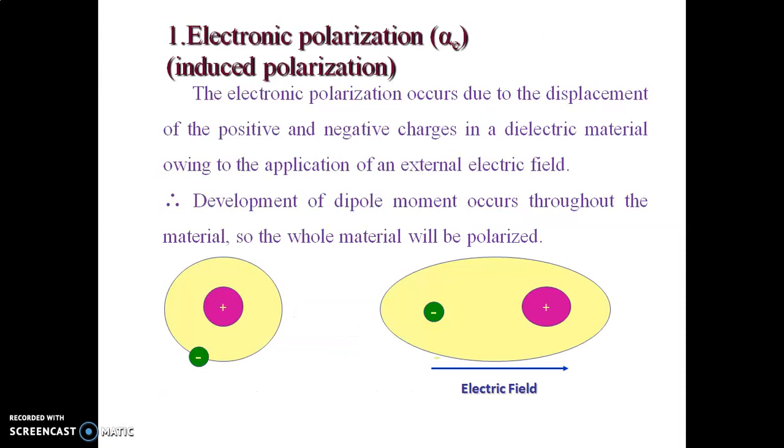Now look at the first one. The first one is electronic polarization. It is also called induced polarization. This kind of mechanism occurs only when the dielectric material has no permanent dipoles. No permanent dipoles means the molecules in the dielectric are in this form. You can see the figure here, where the center of the positively charged nucleus coincides with the center of the negative charge. Both are concentric here, so there is no separation between positive and negative.